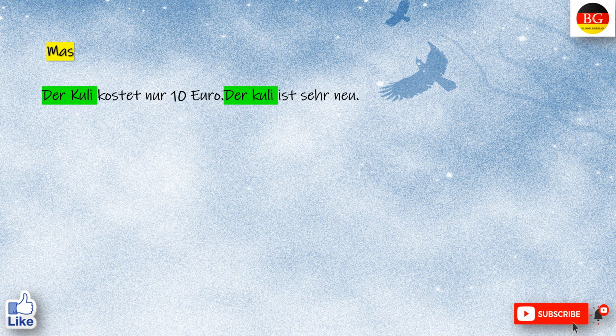Der Kuli kostet nur 10 Euro. Der Kuli ist sehr neu. Now, what is the common part between two sentences? Der Kuli. Kuli is masculine. So, how to build the relative Sätze? First come the der Kuli, comma, der. So, der Kuli, comma, der sehr neu ist, kostet nur 10 Euro.